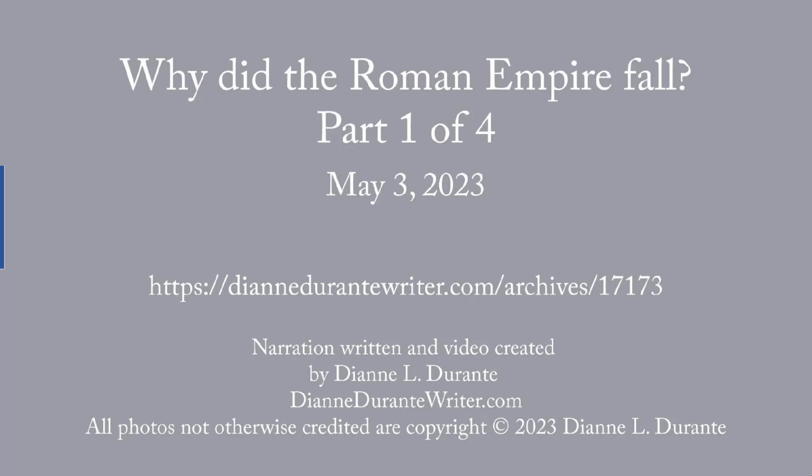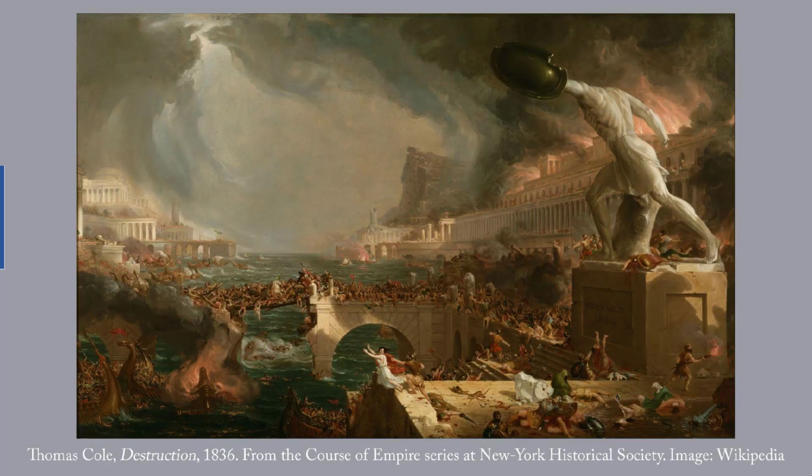This week's blog post is the first in my series on why the Roman Empire fell. The traditional date for the end of the Roman Empire is 476 AD, when Odoacer invaded the city of Rome with a German army and deposed Emperor Romulus Augustulus. How did the once mighty Roman Empire sink so low that a barbarian horde could topple it?